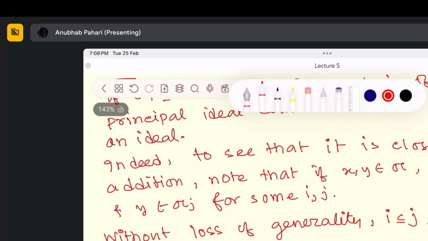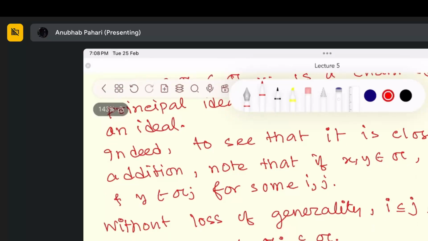Since R is a PID, A equals Rα for some α belonging to A. If α belongs to Ak, then A is contained in Ak, proving the ascending chain condition.